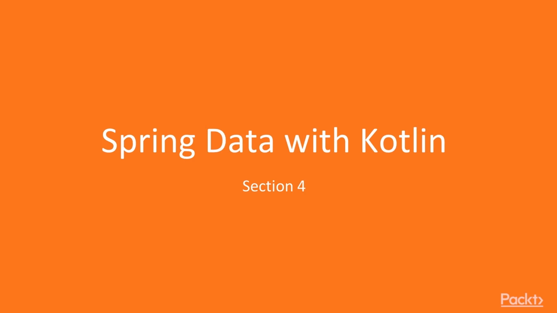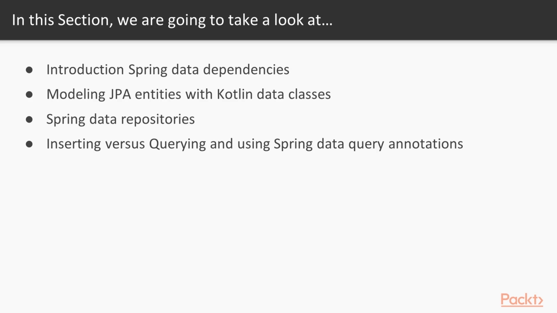Hello and welcome to the fourth section of our full stack Kotlin development course, where we are creating a full stack Kotlin application with Spring on the back end and React on the front end. In this fourth section we will be taking a look at Spring Data and how that plays together with Kotlin. We will be introducing Spring Data dependencies into our application and then start modeling our JPA entities with the help of Kotlin data classes and see what kind of issues we run into when doing that.